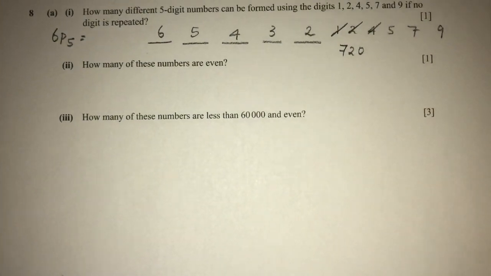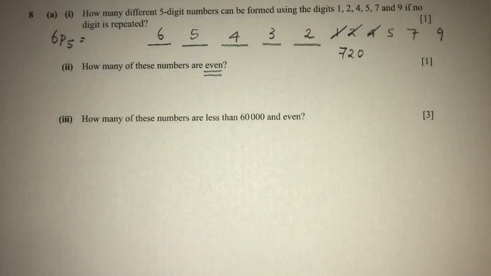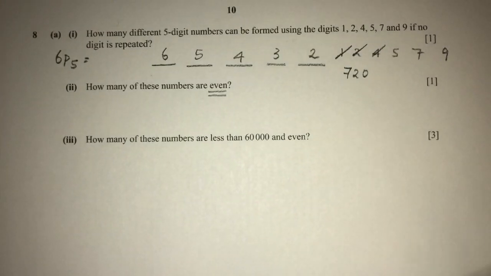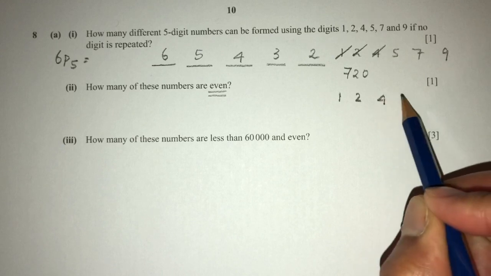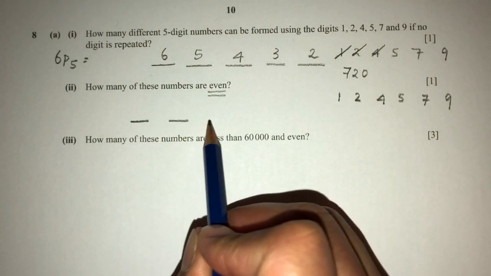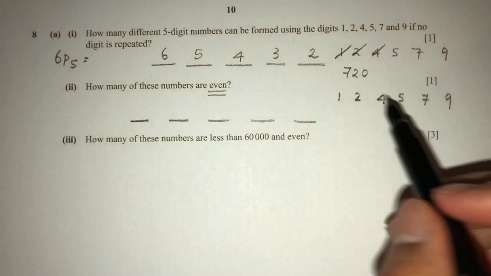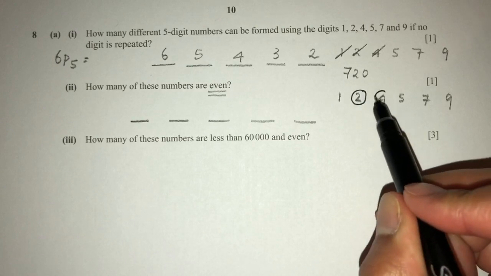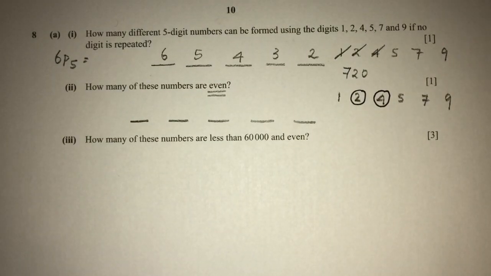Now for part 2, how many of these numbers are even? Now, how do you know a number is even? So the number has to end with an even value, right? So again, let's write down these numbers. We have 1, 2, 4, 5, 7, 9. So we have to form a 5-digit number. Now let's see, we have one even number here. We have 2 even numbers. So for a number to be even, we have to understand this. It has to end with an even value.